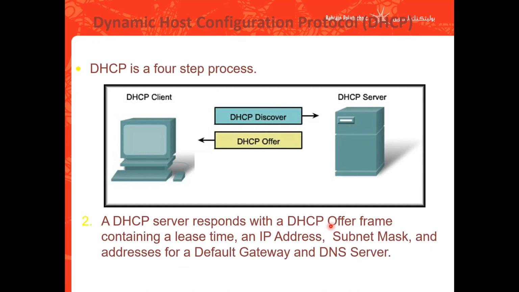The second thing is that if there is a DHCP server, it would then respond back with an offer. So it would say, okay, here is an IP address that I have available. Here is the lease time that you can have it for. Here is the subnet mask, here is the default gateway, and here is the DNS server. So it's just an offer. It's not accepted yet, but the DHCP server is offering an IP address to the client.